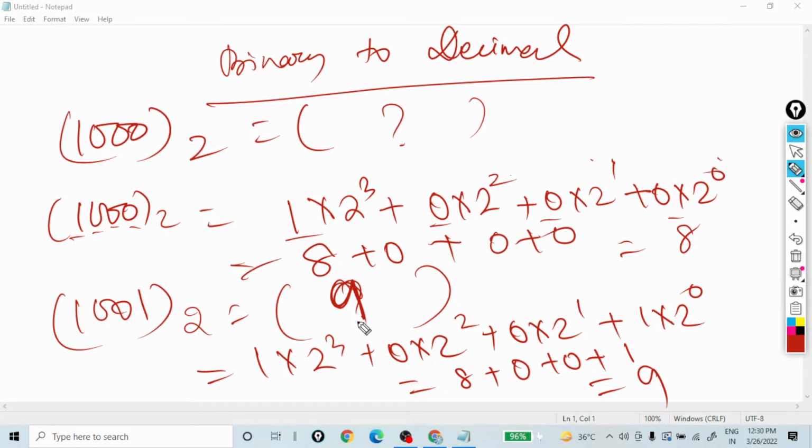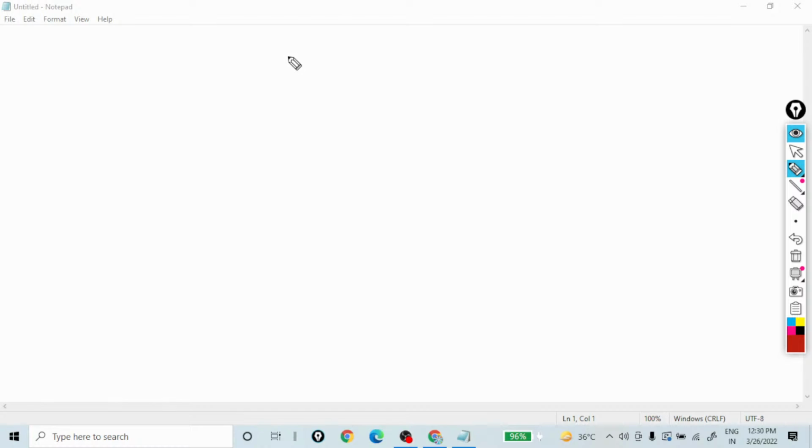The next type of conversion is from octal to decimal, right? How to convert octal to decimal? I am erasing it. Octal to decimal conversion.